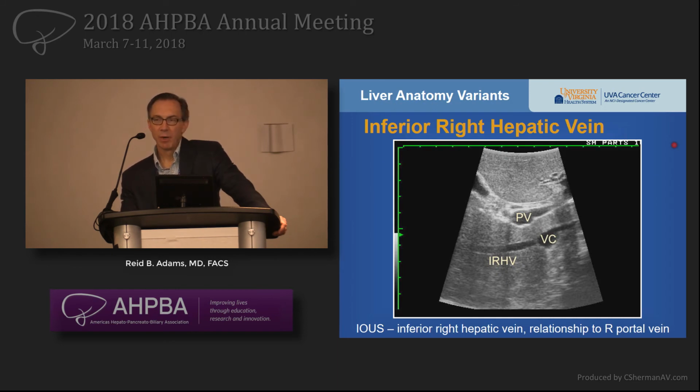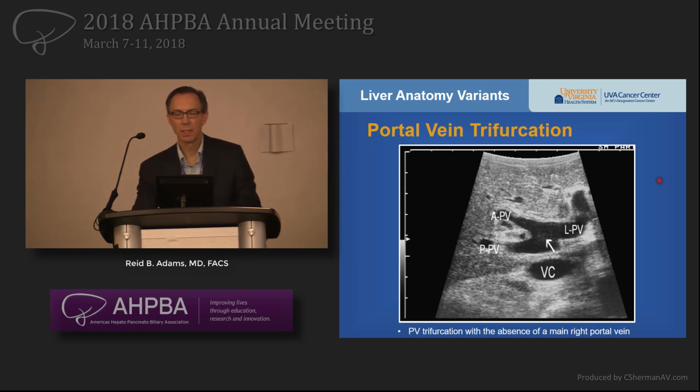A couple of variants now. Pretty commonly, about 20% of patients will have an aberrant right hepatic vein, the so-called inferior right hepatic vein. This is a pretty prototypical view of what it looks like. It typically drains segment 6. It sits posterior to the central porta, and you can see it draining here into the vena cava.